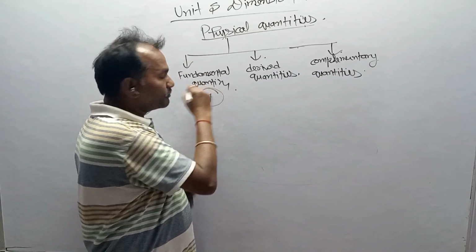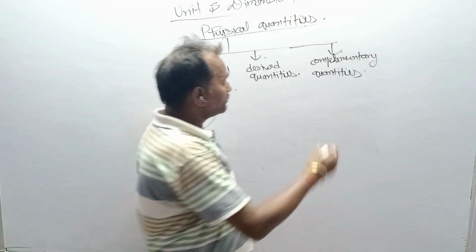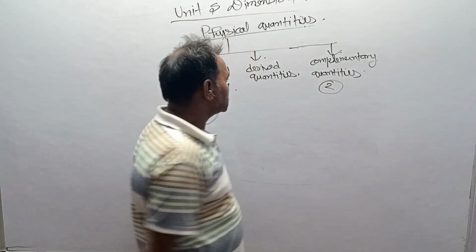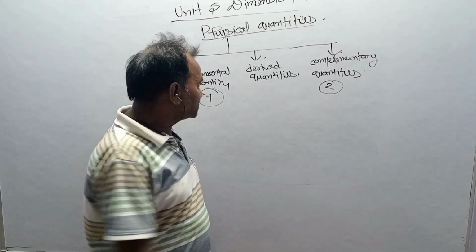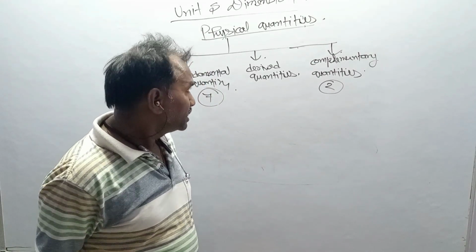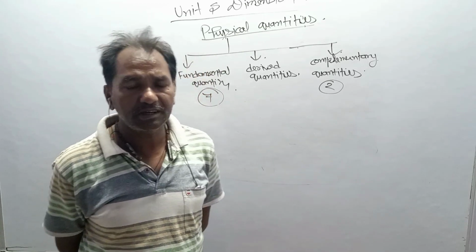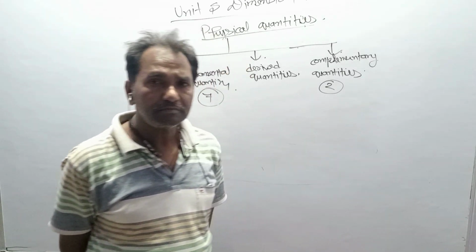These are 7 in numbers. Fundamental quantities are 7 in numbers. Complementary quantities are 2 in numbers. And derived quantities: except for these 9 quantities, all the quantities are derived quantities. Dear students, let us first start with the complementary quantities because they are two in number.